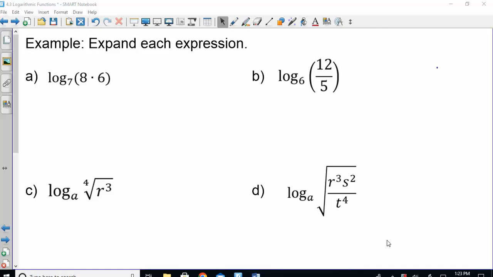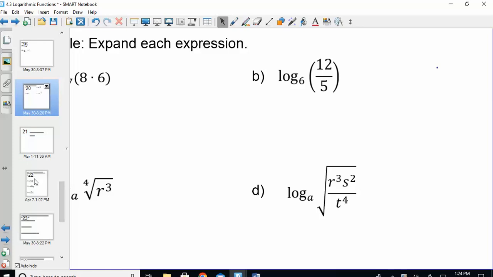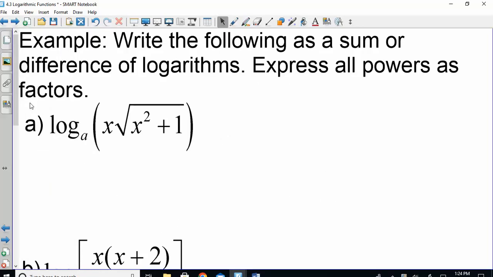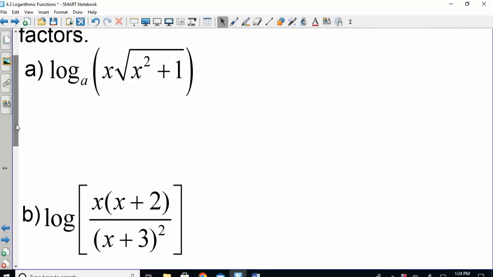Did I do this example yesterday? Yes. Condensing is when we put it back together. Have I done a condensing example yet? I don't think so. Okay. So let's go to this one. I want to do one more expanding problem before I do a condensing.